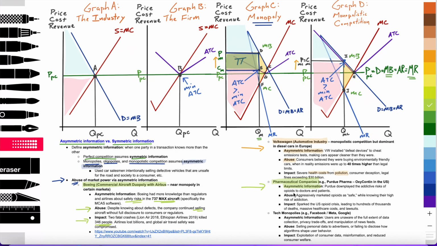And here there's asymmetric information because they downplayed the addictive risks of the opioids to doctors and to patients, thus abusing their market power, not providing enough information to the consumer, and aggressively marketing these opioids as safe, while knowing that there was a high risk of addiction. And that led to the US opioid crisis, leading to hundreds of thousands of deaths, addiction, and severe impacts to families that are dealing with people who have these addictions.